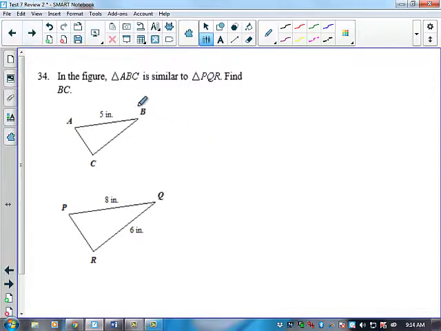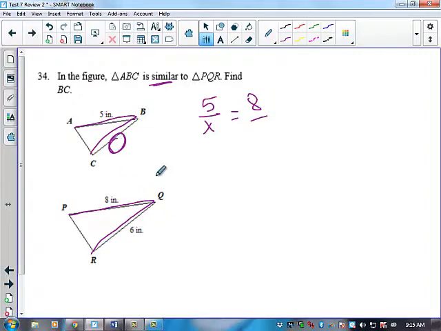Number 34 says figure triangle ABC is similar to triangle PQR. Find BC. So BC is over here. I want to find that value. Similar figures are proportional. So I can say 5 over this missing side length is equal to 5, which corresponds AB to PQ, which is 8, over, and then the missing side corresponds to BC to QR, which is 6.